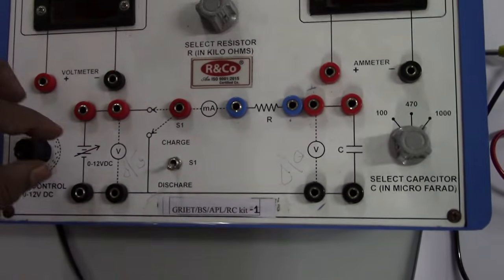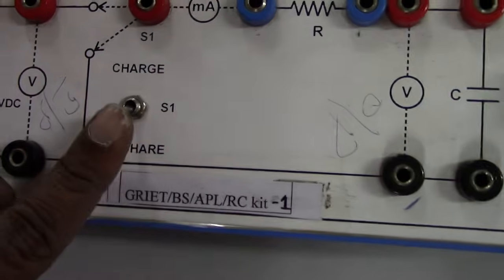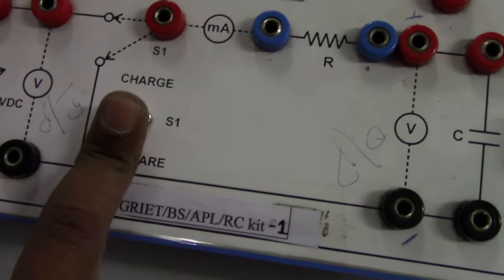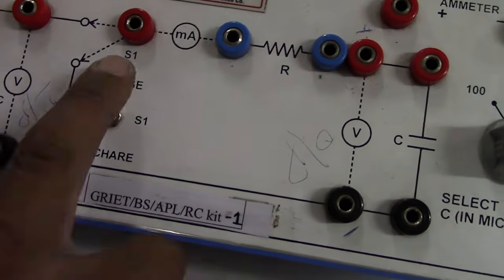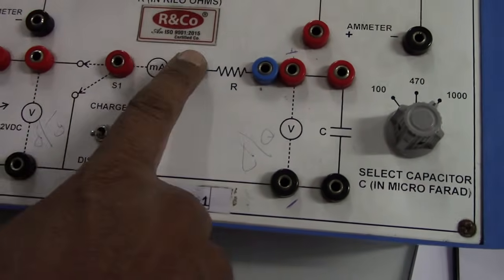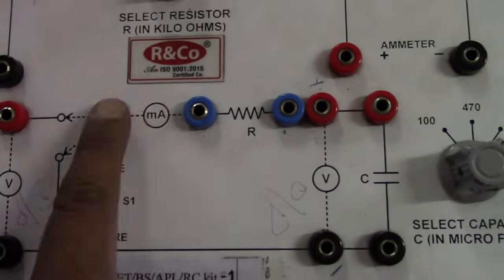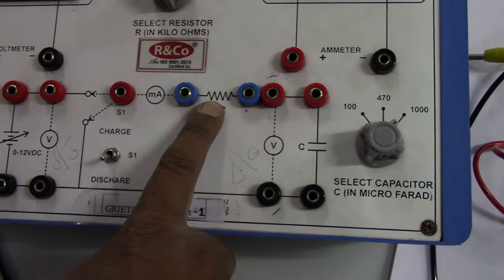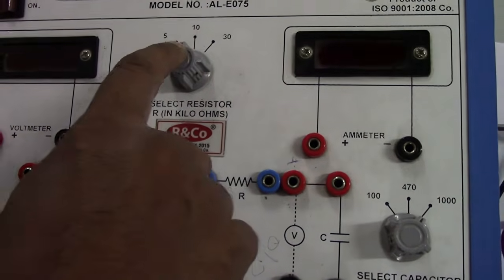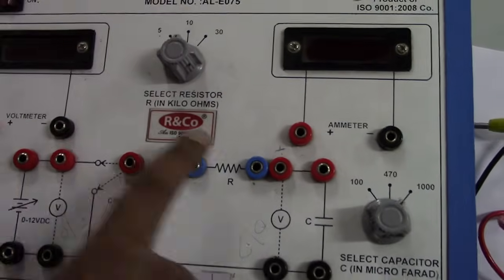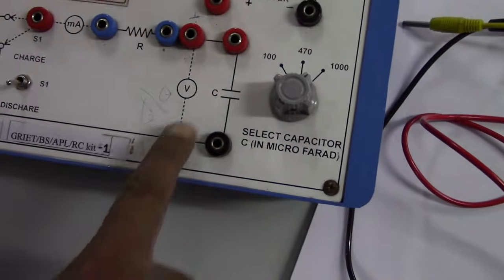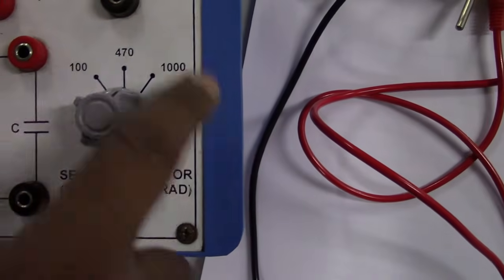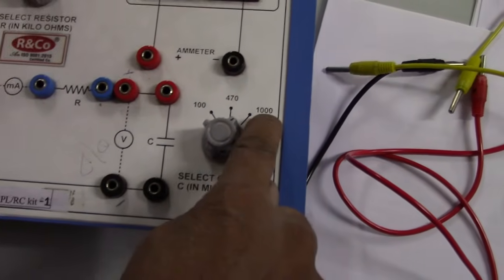So this is a switch, students. What is the use of this switch? If you keep it like this, the capacitor is in discharge mode. If you keep it like this, the capacitor is in charging mode. This is the place to insert a milliammeter, and this is the resistance. Which resistance you take is already decided. Here you have chosen the 10 kilo ohms resistance. And this is a place for voltmeter, and this is a capacitor. Which capacitor you take is decided by this selector. Here I have taken the 1000 microfarad capacitor.